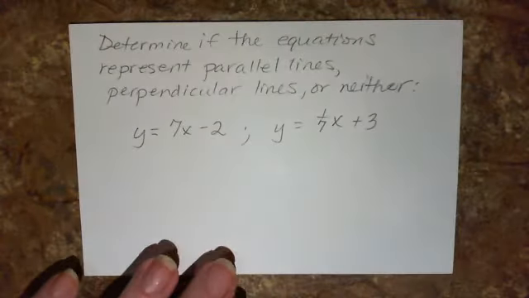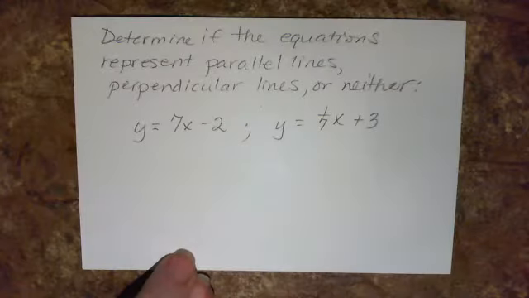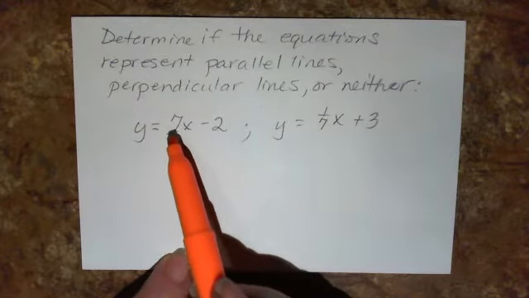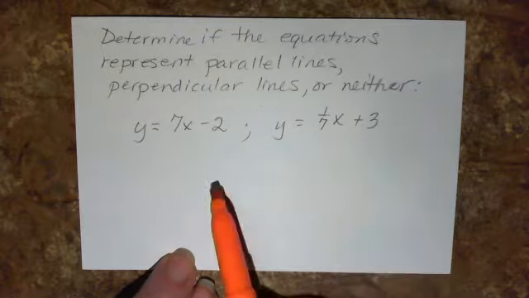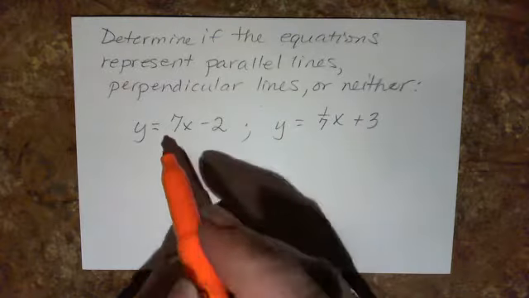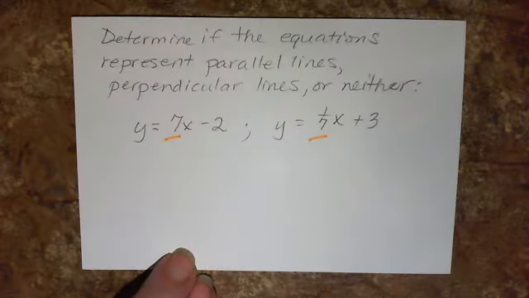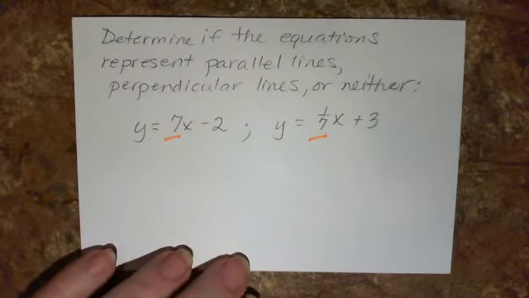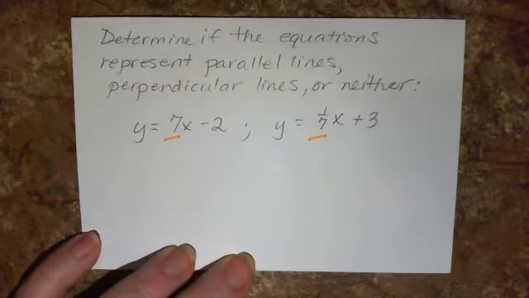Okay, let's take a look now at this situation. Determine if the equations represent parallel lines, perpendicular lines, or neither. So let's take a look here. y is equal to 7x minus 2. y is equal to 1/7 x plus 3. So the slopes are not the same, 7 and 1/7. So we might now check for perpendicular lines. Remember, perpendicular lines are negative reciprocals. One's positive, one's negative, and they're reciprocals, or their product is -1.